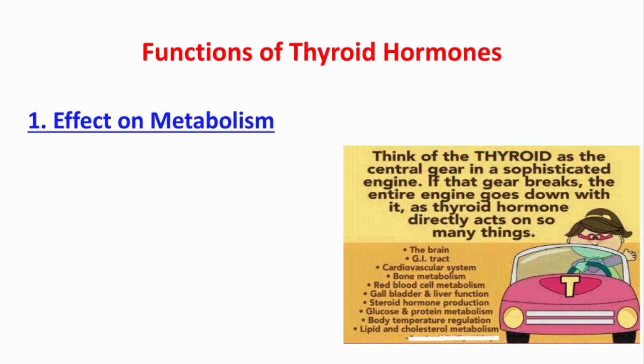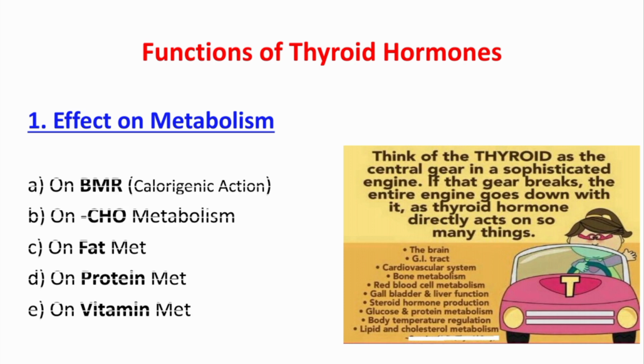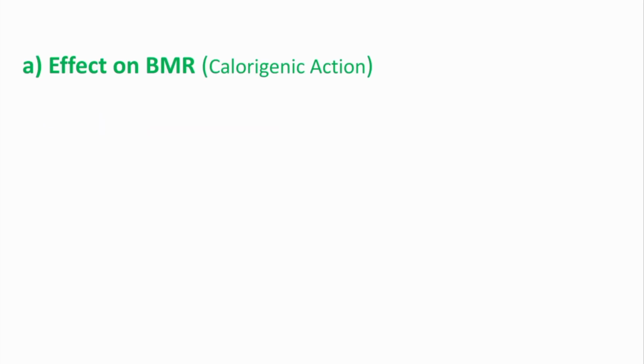So thyroid has a wide variety of effects in our body. It has an effect on metabolism, and regarding metabolism, it not only affects the basal metabolic rate, but it also has an effect on carbohydrate, fat, protein and vitamin metabolism. So let us discuss these one by one. Normal quantities of the thyroid hormone are required for normal metabolic rate. Normal BMR is maintained by the normal quantities and normal secretion of thyroid hormone.